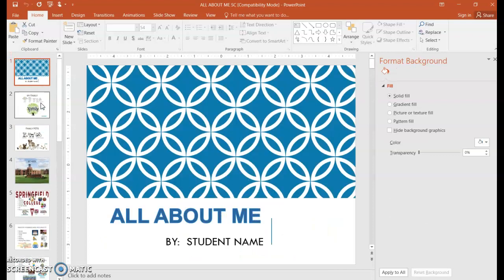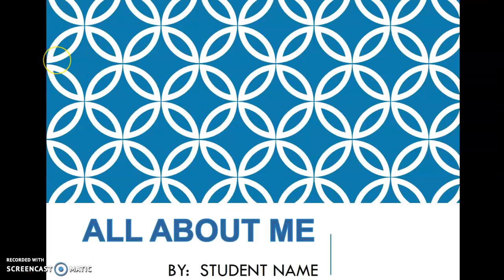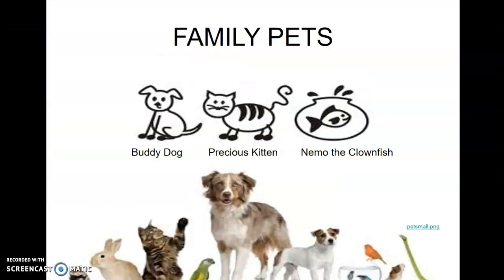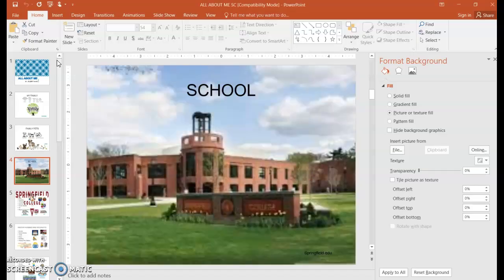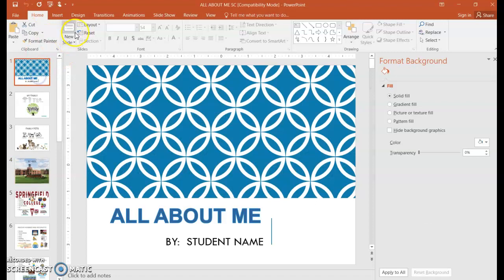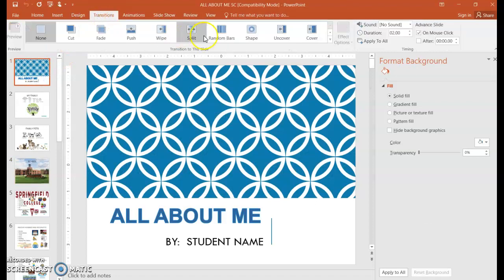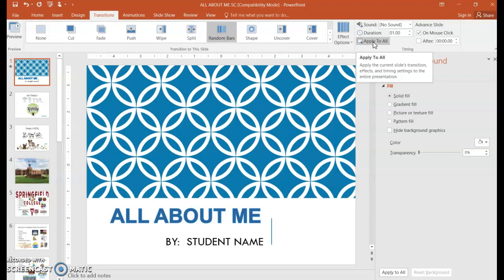So before you submit this, what we need to do with this slide is include transitions. If I were to do a slideshow, between each slide there's nothing happening. So on the first slide, go to Transitions, and if you select Random Bars, for example, you could select Apply to All, but I'd like to see a different transition for every slide.